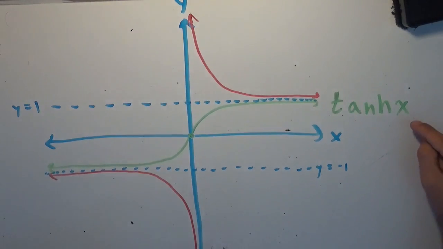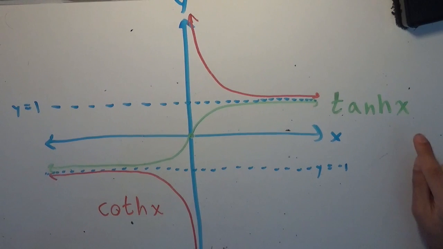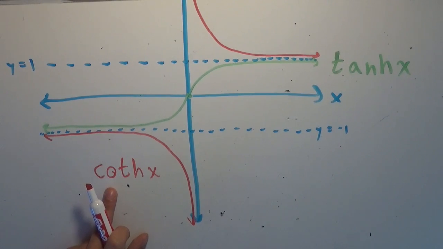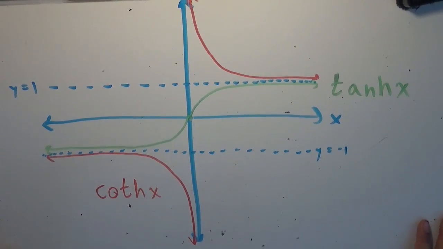And so this is the hyperbolic tangent, then this one is the hyperbolic cotangent. They are reciprocals of each other, which means since this is hyperbolic sine over hyperbolic cosine, this is hyperbolic cosine over hyperbolic sine. And you'll see very clearly that both of these are odd functions. So this is how you graph all 6 of the hyperbolic functions.